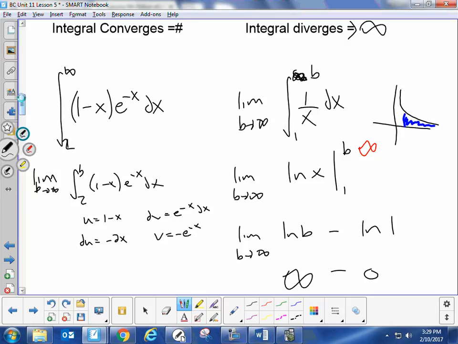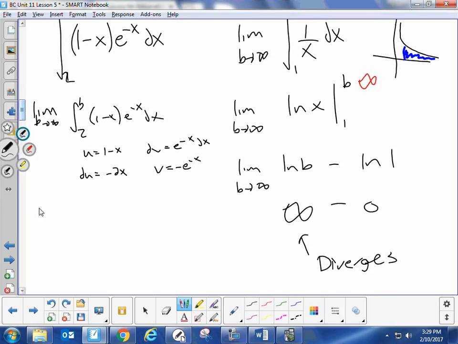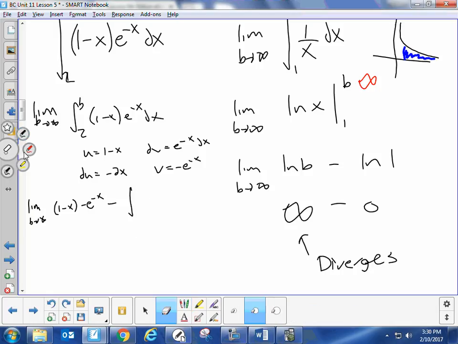Okay, let's go ahead and rewrite things. So I'll have the limit as b approaches infinity of the antiderivative, which would be uv, so that's 1 minus x times negative e to the negative x, minus the integral from 2 to b of v du. So that'd be positive e to the negative x.